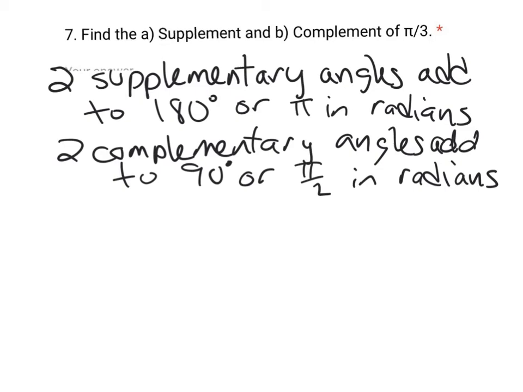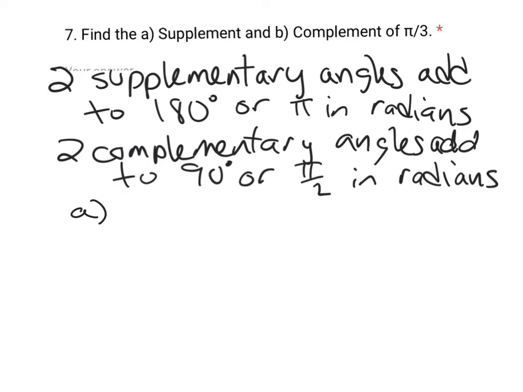In this problem, we want to find the complement and the supplement of pi over 3. If you remember from geometry, two angles that are supplementary will add up to 180, or pi if you're in radians. And two complementary angles will add to 90, or pi over 2, if you're in radians.